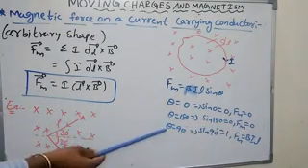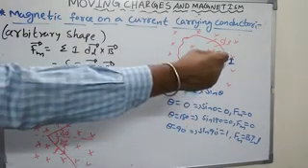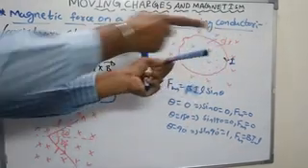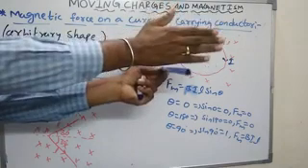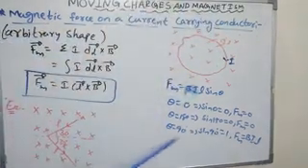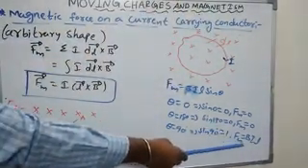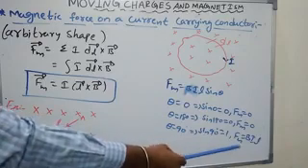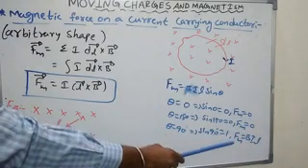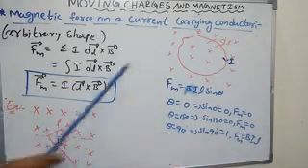If theta is equal to 90, suppose the magnetic field is like this and the straight conductor is like this, in this case theta is 90. In that case sin 90 is 1, so the force should be maximum. The magnetic force acting on the current carrying conductor is maximum. That is Fm equal to B I L.